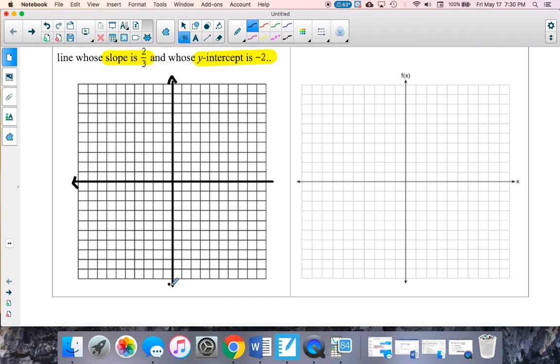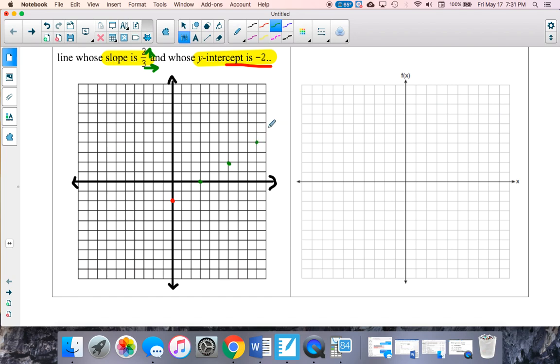So first things first, I know I have a y-intercept of -2. That's right here. And then our slope is 2/3, which tells me that I should be going up 2, and then to the right 3, since they're both positive. Up 2, to the right 3, up 2, to the right 3, up 2, to the right 3.